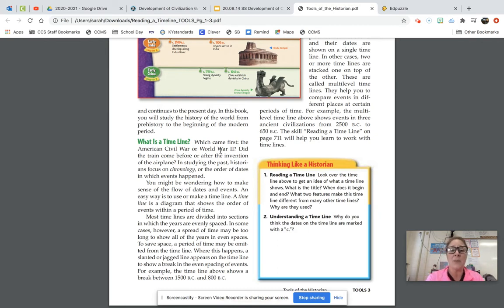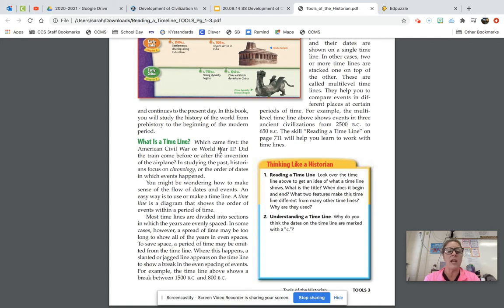In studying the past, historians focus on chronology, or the order of dates in which events happened. You might be wondering how to make sense of a flow of dates and events, and an easy way is to use or make a timeline. A timeline is a diagram that shows the order of events within a period of time. Most timelines are divided into sections in which the years are evenly spaced.